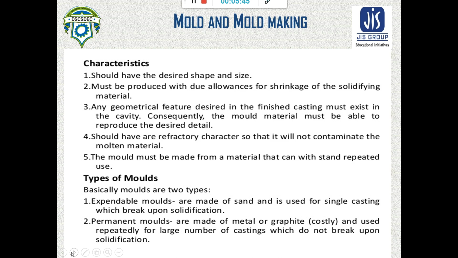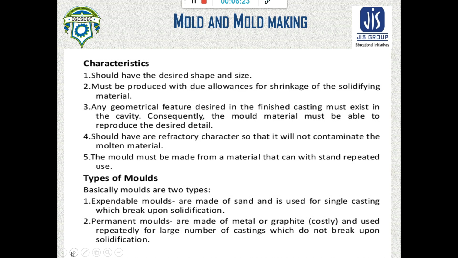But if there is any change in mechanical property, or in thermal property, or in chemical property, then that is not a suitable refractory material. But if there is no change, then it is called a suitable refractory material. The mold must also be made from a material that can withstand repetitive use, a material that can be used in repetition.